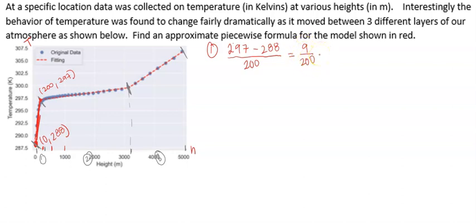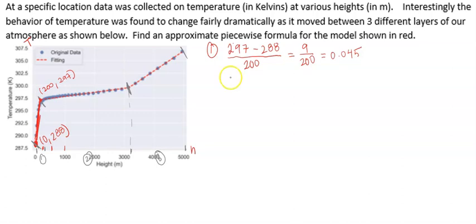Okay, so let's check out what that gives me. 9 over 200 is 0.045. So pretty flat slope, and if you pay attention to the scale on your graph, that seems right. The vertical tick marks are 2.5, the horizontal tick marks are 1,000. So this is definitely getting exaggerated to look a lot more dramatic in the y direction than it is.